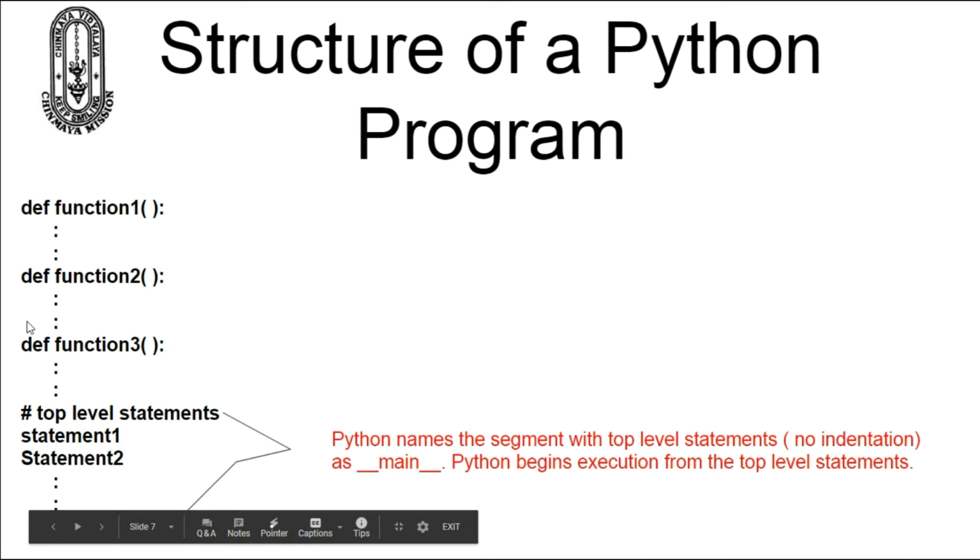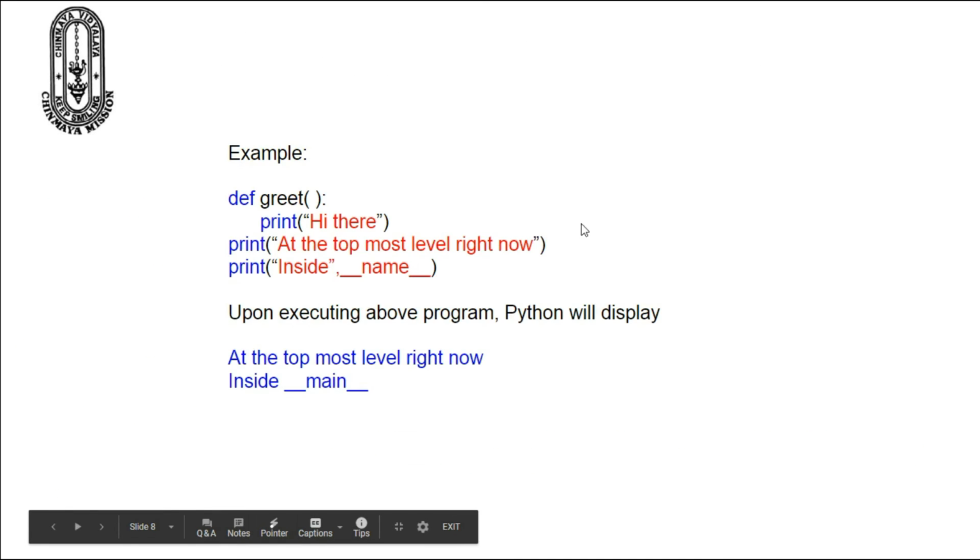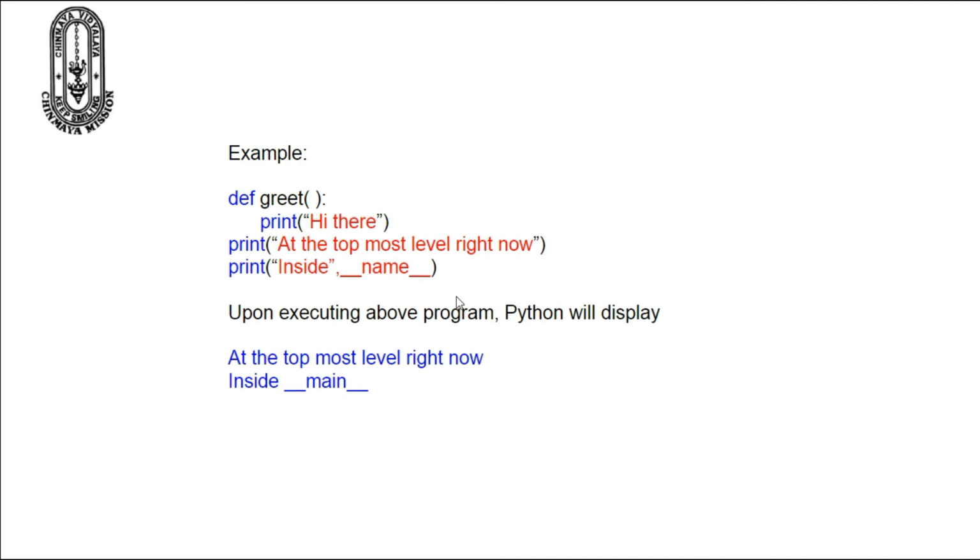Here you can see the structure. Here we have three different functions, and the top level statements start from this segment, which is called the main segment. Python stores this name in a built-in variable underscore name. The main segment is stored in the built-in variable name. The user did not declare this variable, but you can directly use it. By seeing this example, you can understand the variable underscore name underscore.